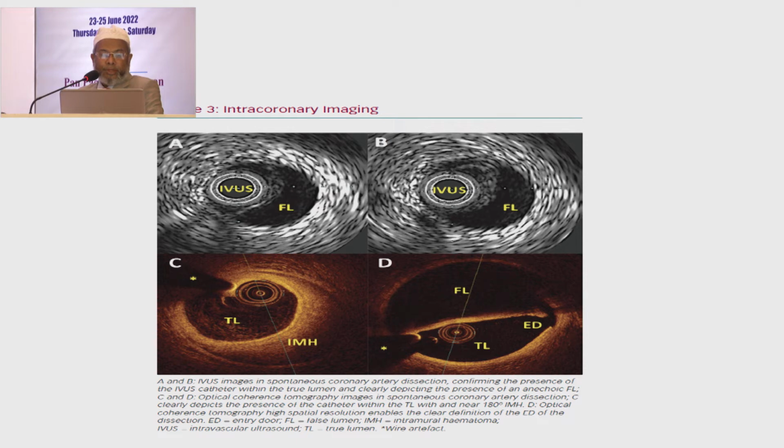And intracoronary imaging showing the dissection, false lumen and true lumen. You see this one is the false lumen. Lower panel, this is by OCT, and this is by IVUS.